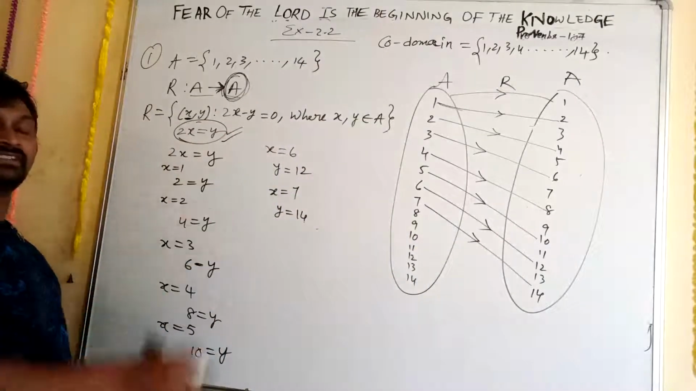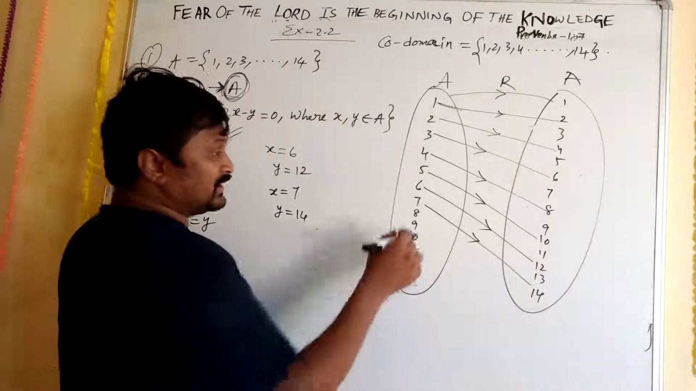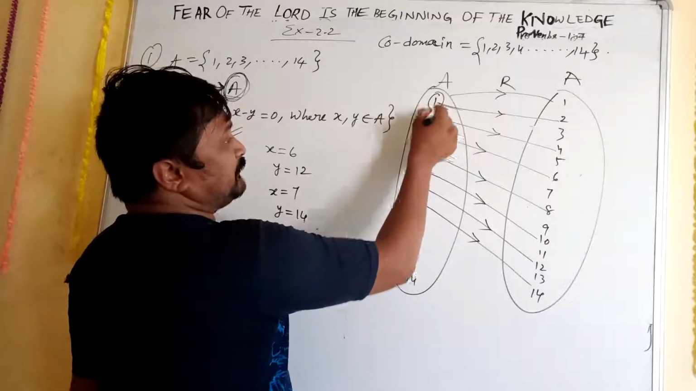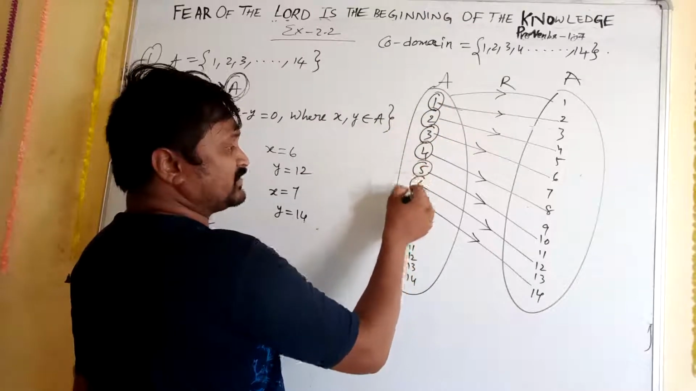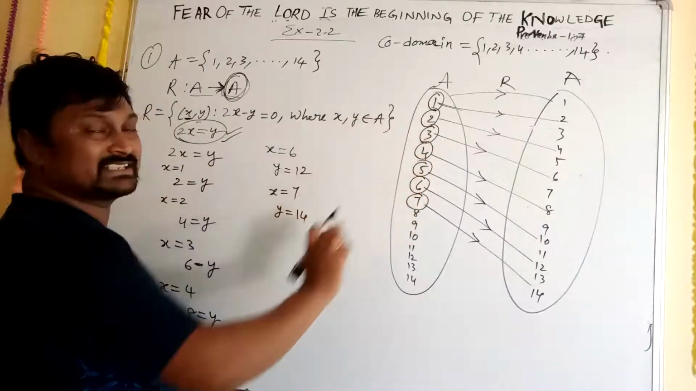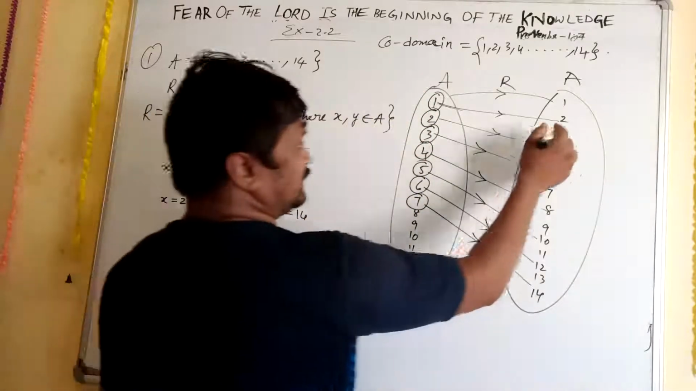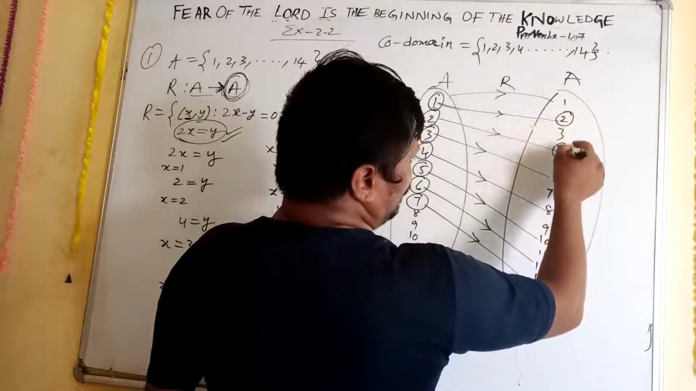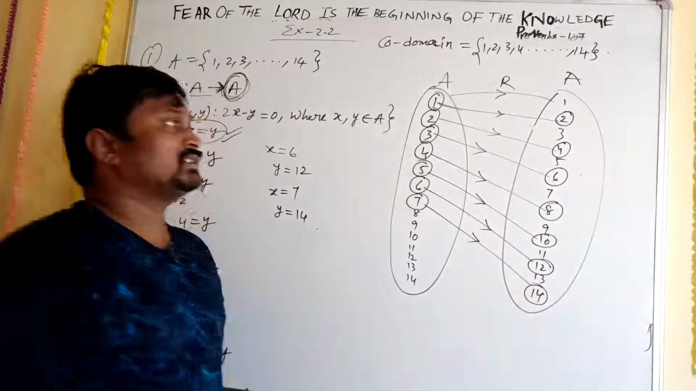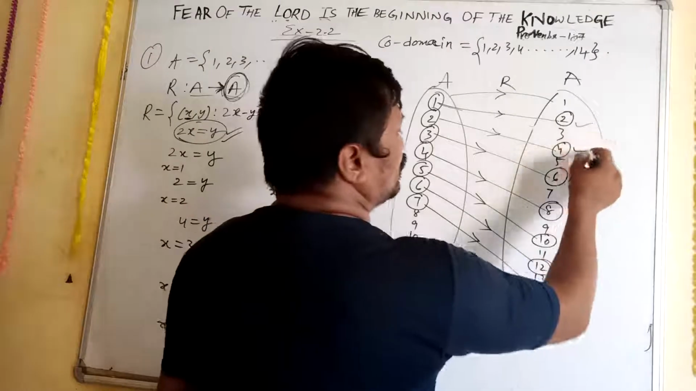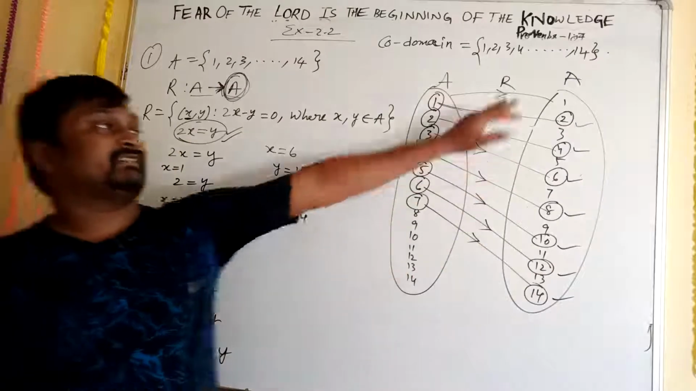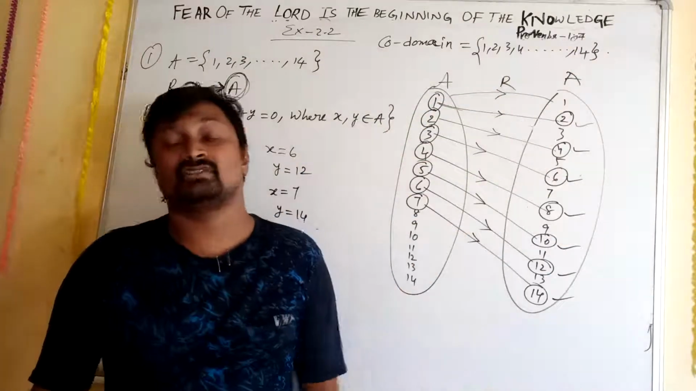Then after that, whichever is beyond that we cannot take. So that was the reason we wrote here: whichever elements in the first set A have the relations, those elements are the domain. So domain is equal to 1, 2, 3, 4, 5, 6, 7. And range is nothing but 2, 4, 6, 8, 10, 12, 14. These are called the range, and whichever is completely there in this set is called your codomain.